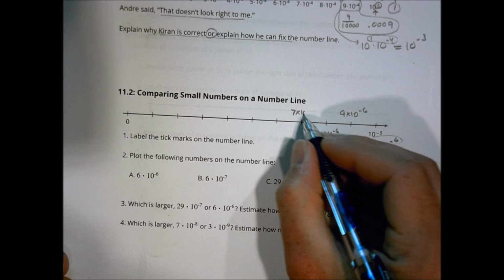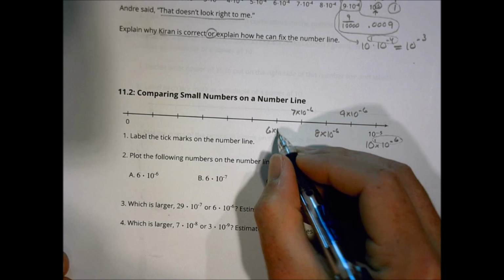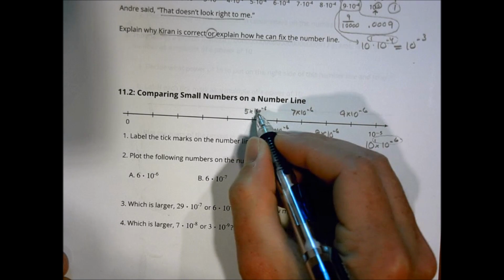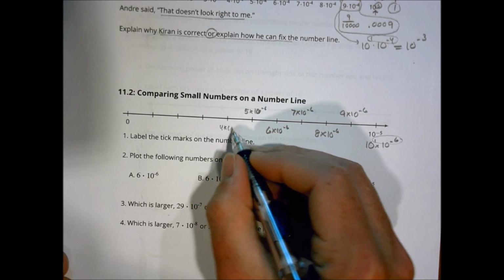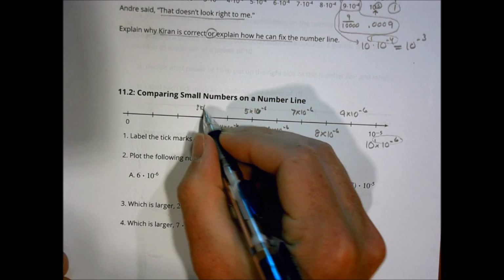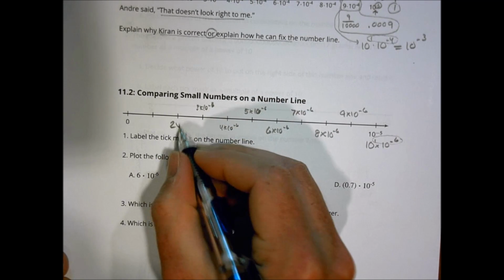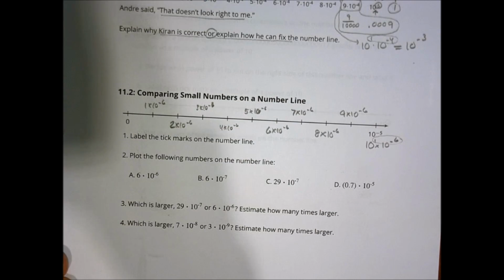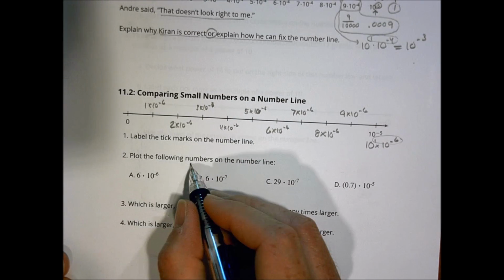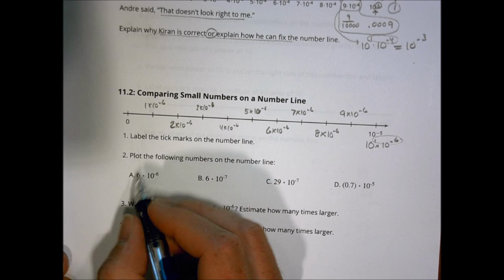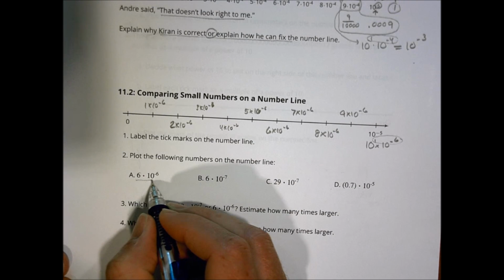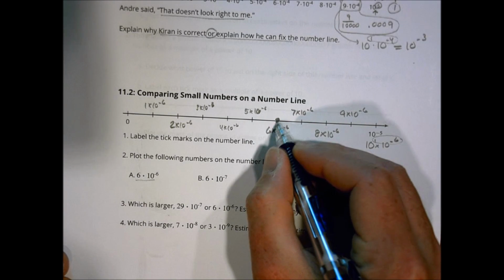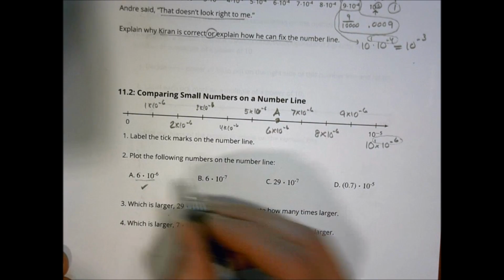Here we have 7 times 10 to the negative 6, 6 times 10 to the negative 6, 5 times 10 to the negative 6, 4 times 10 to the negative 6, 3 times 10 to the negative 6, 2 times 10 to the negative 6, and finally 1 times 10 to the negative 6. So we're going to now plot the following numbers on the number line. So for 6 times 10 to the negative 6 for point A, that's going to be right here at this point. No problem. Got it.